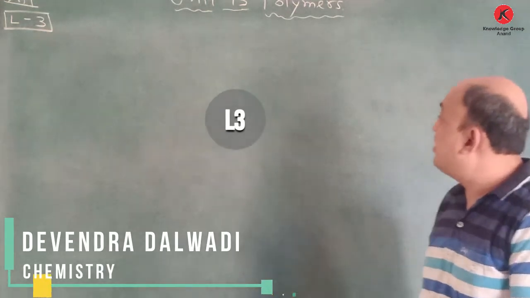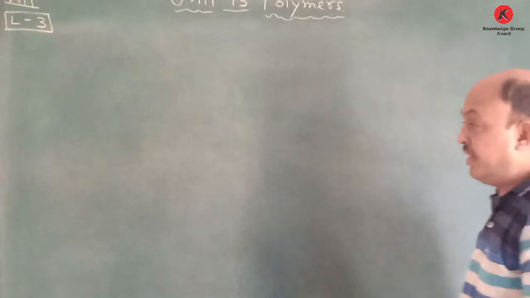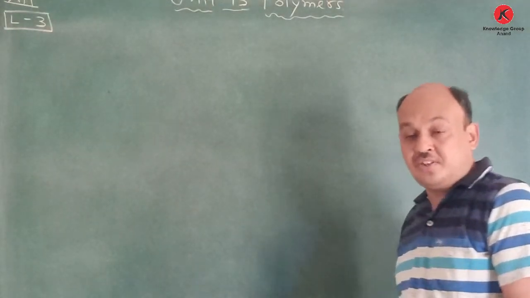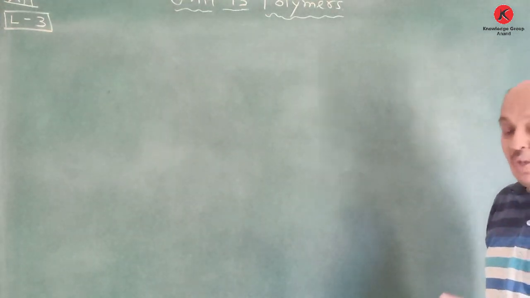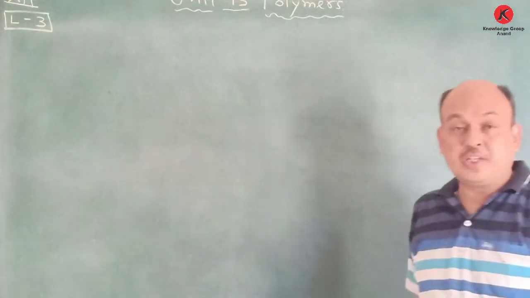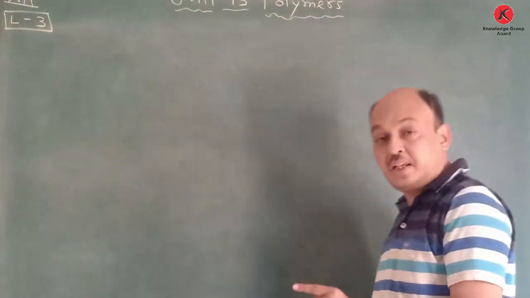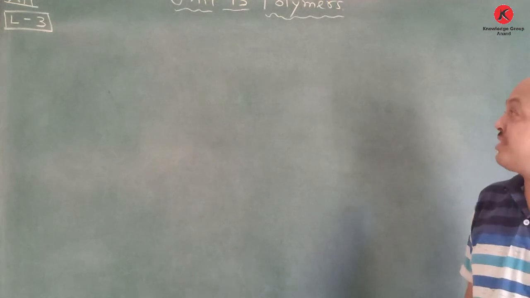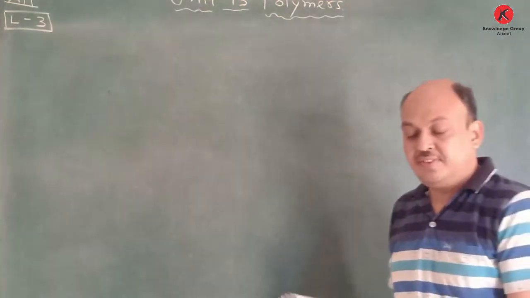Okay, in the last lecture in unit 15, Polymers, we explained certain terms regarding polymers: how polymers are introduced, and the classification of polymers according to source. First is natural polymer, second is semi-synthetic polymer, and third is synthetic polymer. From that, we switched to the types of polymerization reaction.